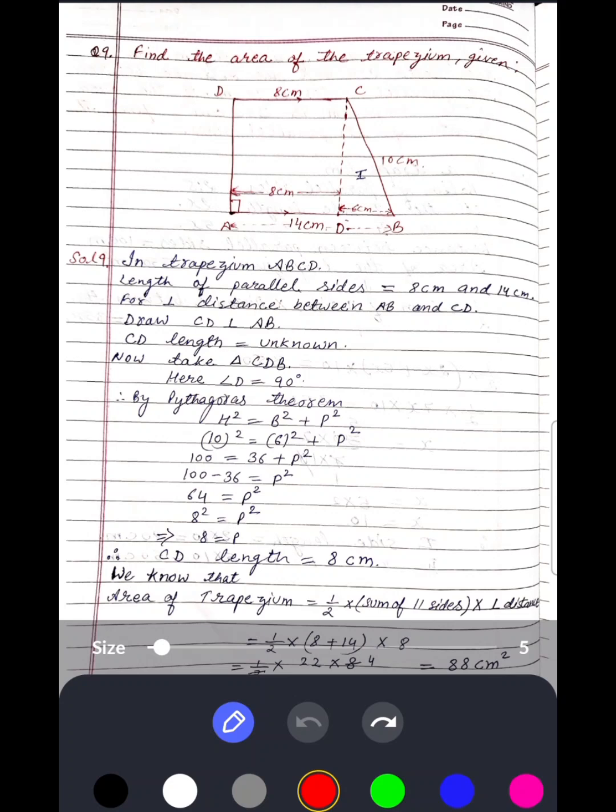So here CB length is already given in the question. And what about CD? CD we need to find out. This is going to be the perpendicular of the right triangle, when CB is the hypotenuse.